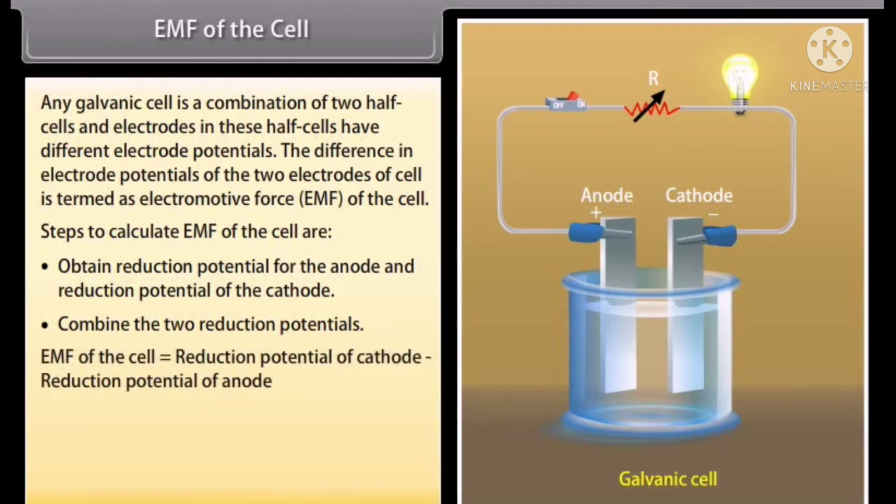EMF of the cell is equal to reduction potential of cathode minus reduction potential of anode. That is, E cell is equal to E cathode minus E anode, or E cell is equal to E right minus E left.